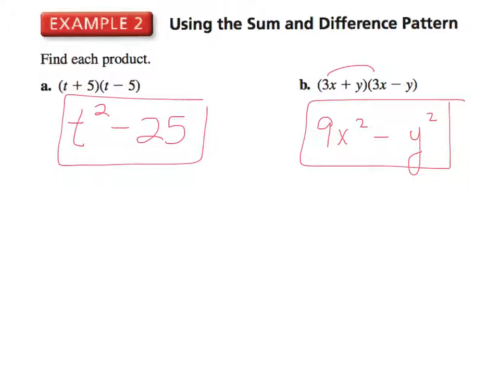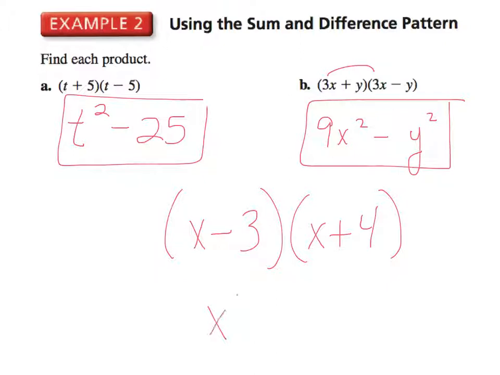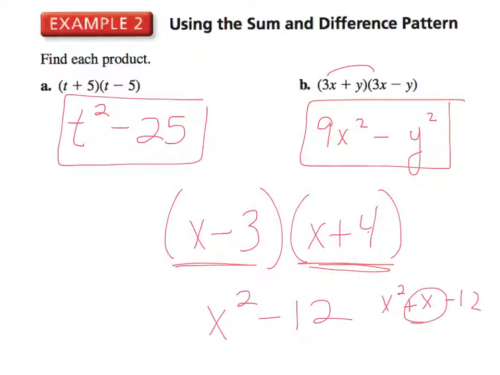But don't do this. I see this so many times as well. Oh, I can use it here. X squared minus 12. No. They have to be exactly the same except one's minus, one's plus. Because you have 3 and 4, your final answer here is going to be this. You are going to have a middle term. So make sure you do not do this if everything's not the same except the plus and the minus.